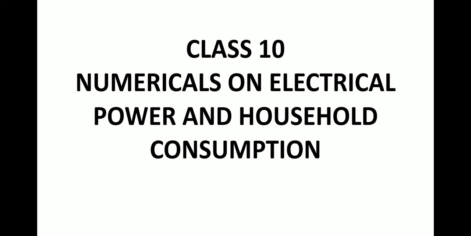Hello class 10. Today we are going to learn numericals on electrical power and household consumption. So let's directly move on to the numericals from the exercise of the book. Question number 1. An electric bulb of resistance 500 ohms draws current 0.4 ampere from the source. Calculate the power of the bulb and number B, the potential difference at its end.